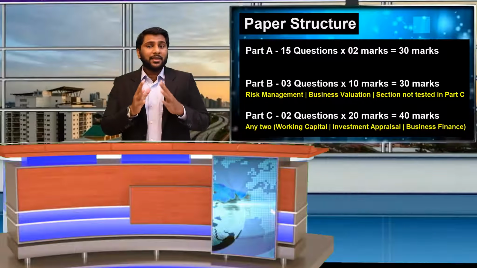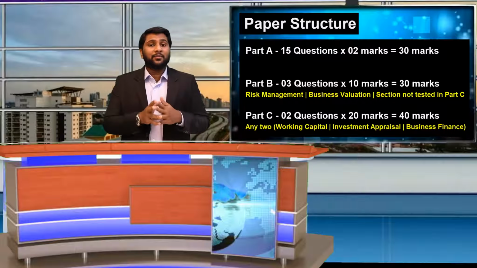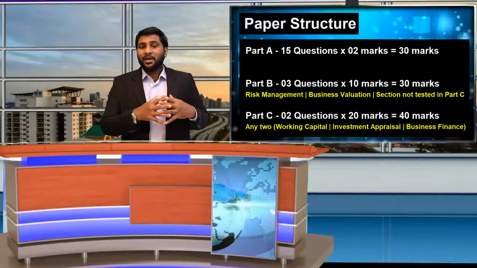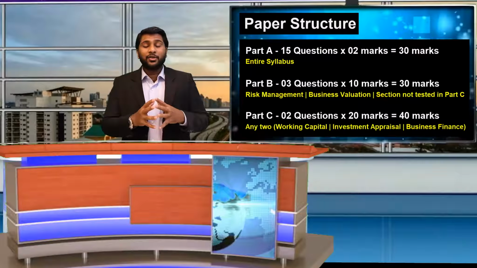If you take Part B of your paper, 3 10-mark questions, one 10 marks will be from risk management, another 10 marks will be from business valuation, another 10 marks will be from the area which they didn't cover from Part C of your paper. And in Part A, you will get MCQ and OTQ type questions from the entire syllabus. So this is how your entire financial management paper structure is constructed.